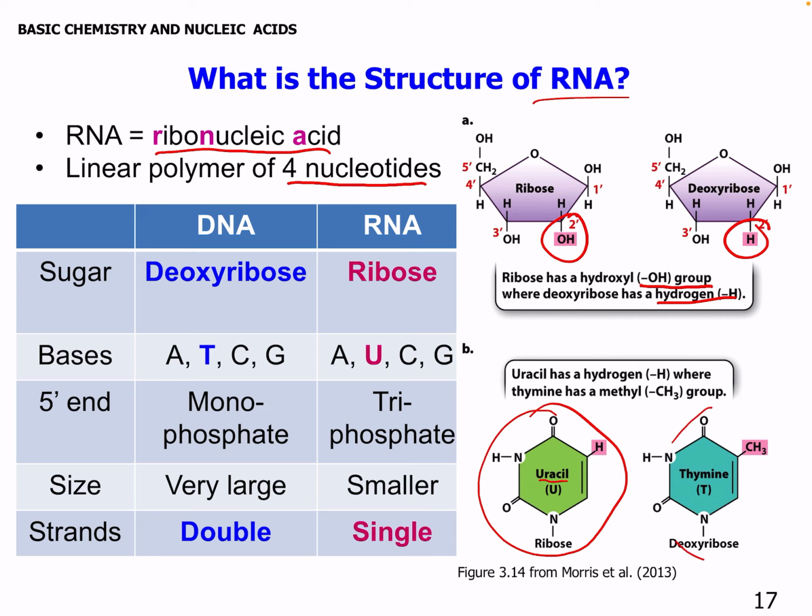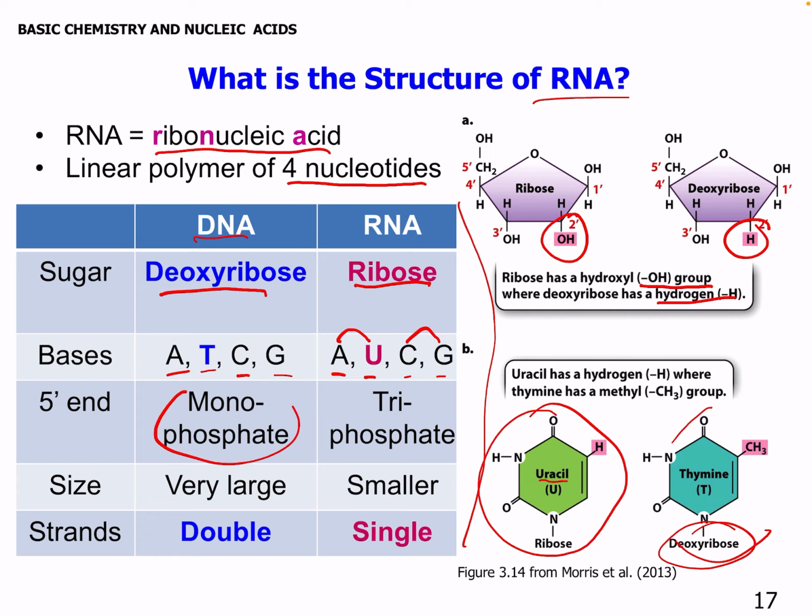So here's our DNA version, deoxyribose. In DNA, the sugar is deoxyribose. This is a great summary figure right here, so I recommend you go through it. RNA has ribose, and the bases are A, U, C, and G, where instead in DNA we have A, T, C, and G. And these go together and these go together. The 5' end in DNA is a monophosphate, while in RNA it's a triphosphate. DNA is very large and RNA is smaller. Again, DNA is double-stranded, RNA is single-stranded.